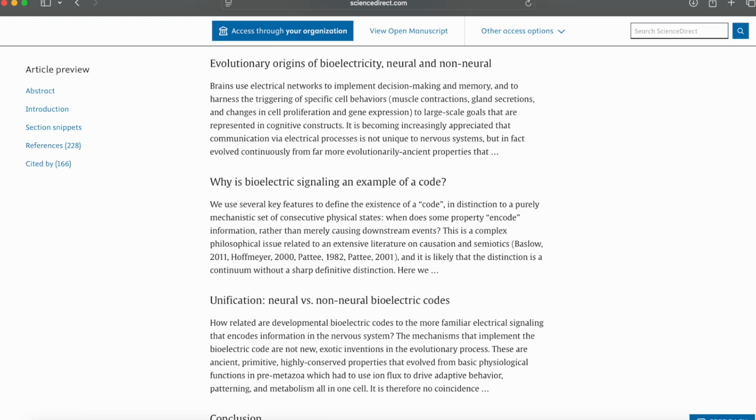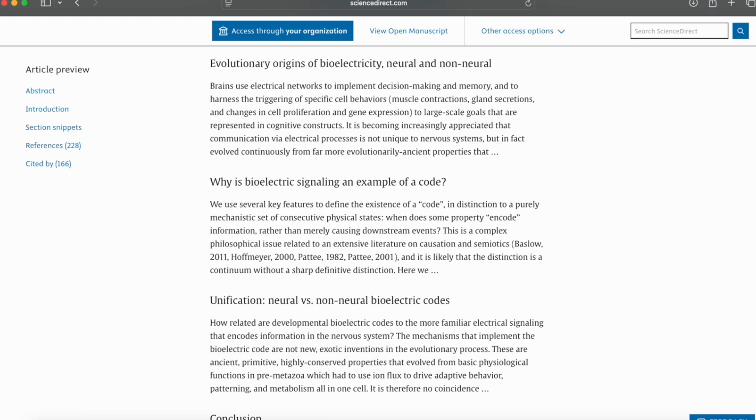Why is bioelectric signaling an example of a code? Bioelectric signaling is your biosignals. We will cover biosignals in the next episode. We use several key features to define the existence of a quote-unquote code, in distinction to a purely mechanistic set of consecutive physical states. When does some property encode information, rather than merely causing downstream events? This is a complex philosophical issue related to an extensive literature on causation and semiotics.